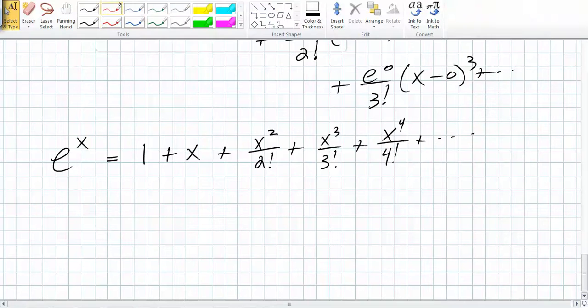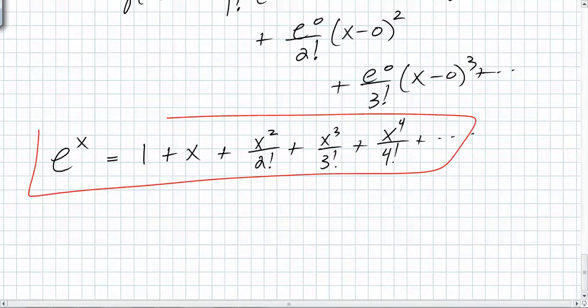This is one of the four that you must memorize. You already know one of them. The other one you know is 1 over x. What does 1 over 1 minus x equal? It's 1 plus x plus x squared... So that's one of them.